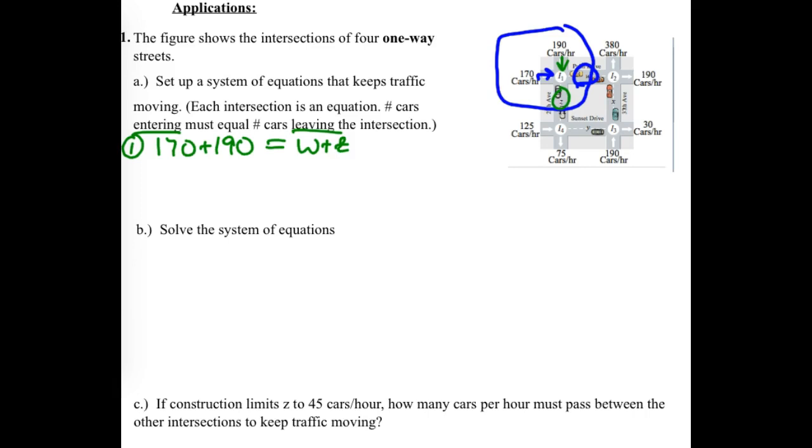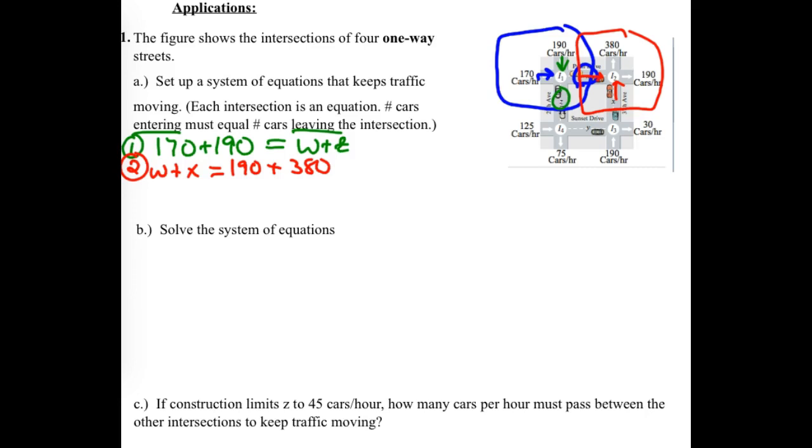All right, intersection 2. Again, focusing on the arrows. We have W going in and 190 coming out on that street. Our vertical one, we have X going in and 380 coming out. So now we have a W and an X going in, and coming out we have 190 plus 380.